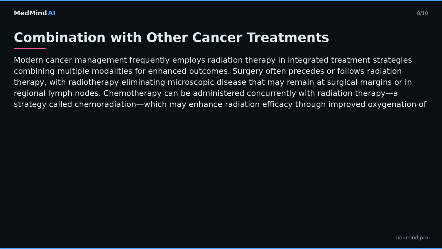Chemotherapy can be administered concurrently with radiation therapy, a strategy called chemoradiation, which may enhance radiation efficacy through improved oxygenation of tumor cells or direct radiosensitizing effects. Biologic therapies and immunotherapies are increasingly combined with radiation, exploiting potential synergistic interactions wherein radiation-induced tumor cell death may amplify immune recognition and anti-tumor immune responses.